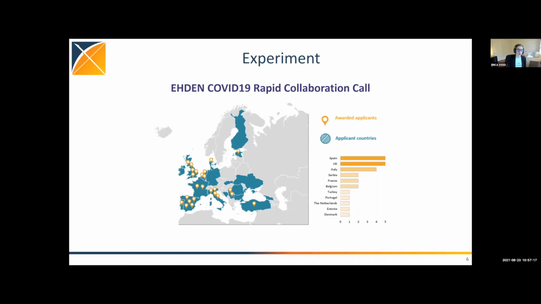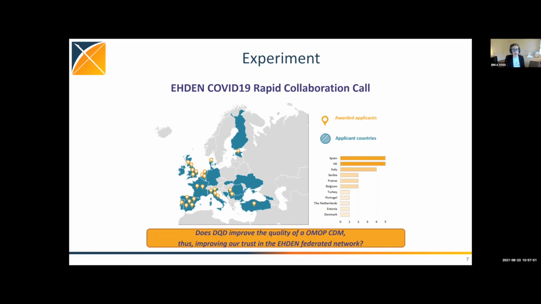In early 2020, when the COVID-19 pandemic started, EHDEN held a call for data, the COVID-19 Rapid Collaboration Call, where EHDEN was going to provide grants to data partners to convert their data to the OMOP CDM. 75 data partners applied and 25 data partners were awarded a grant. Then we were able, of those 25 data partners, to ask them to run DQD when they had their first CDM, and then run DQD when they had their final CDM, to then understand what were the differences over time. Ultimately, we want to be able to answer the question, does DQD improve quality of an OMOP CDM, thus improving our trust in the EHDEN federated network?